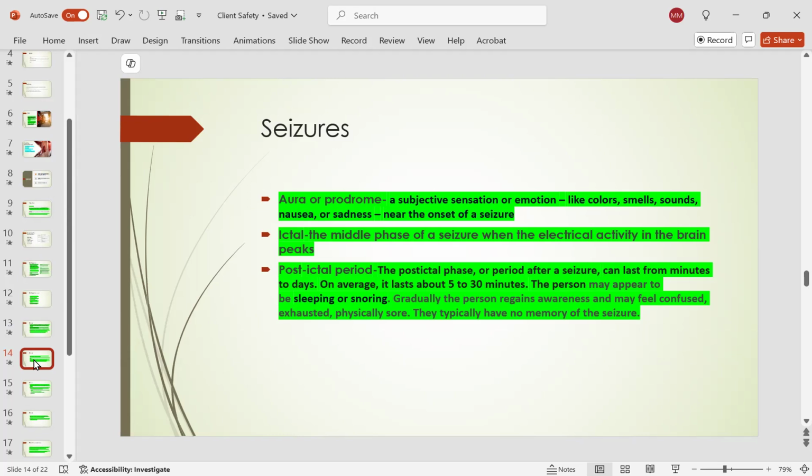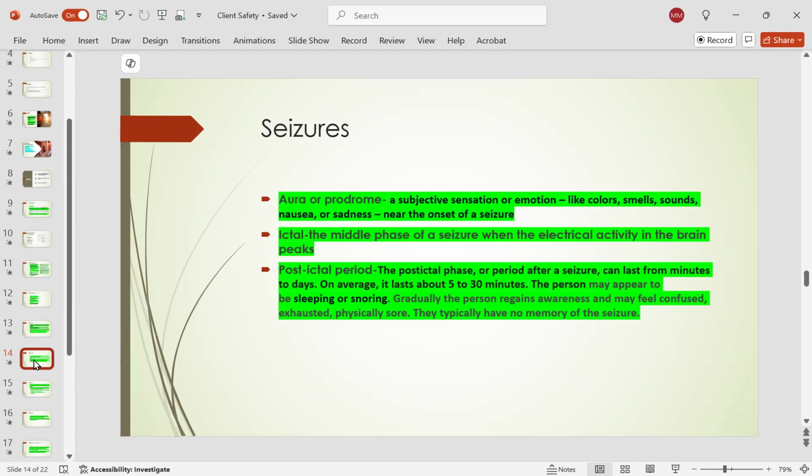Okay. Some people smell something, like they smell toast. No one can explain that, but it's a subjective sensation or emotion like a smell, a sound, or a color. They can even feel nauseous, or it can be an emotional thing, like all of a sudden they have this wave of sadness, but that's their warning. People that have chronic seizures get to know their own aura. Ictal is the actual seizure. Okay. That's when the electrical activity in the brain is going haywire and they are actually seizing.